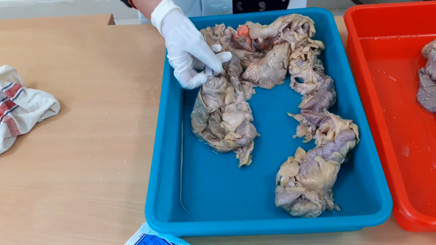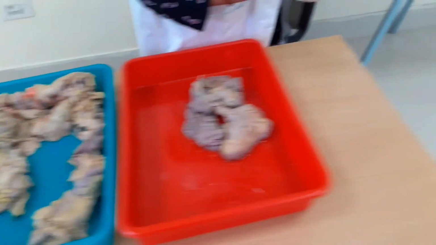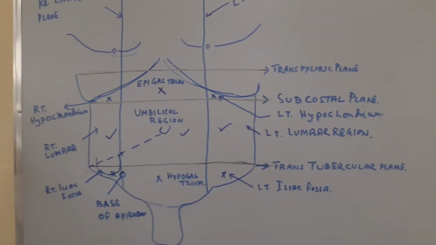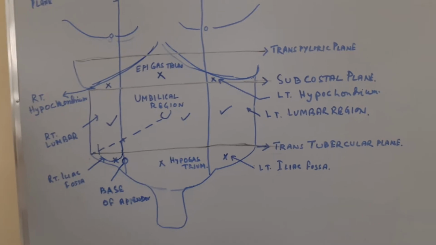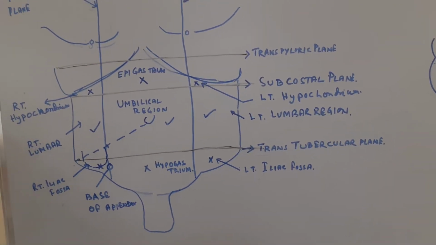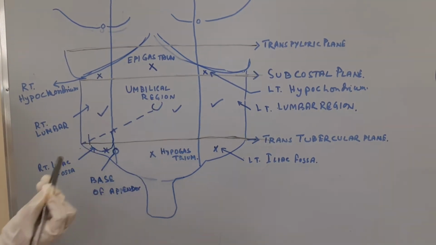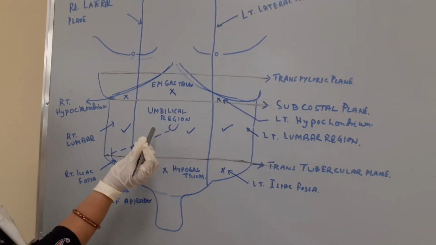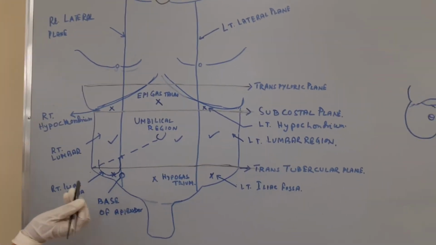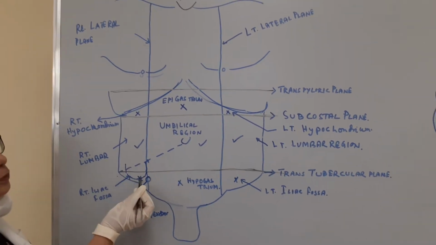Appendicitis may present with fever, vomiting, pain abdomen. The pain abdomen, first of all, the patient may face in the umbilical region due to the same segmental innervation. Then when the infection spreads to the parietal peritoneum, it is felt in the right iliac fossa.